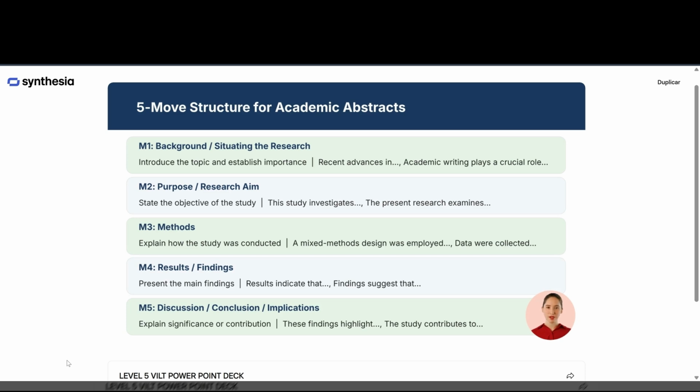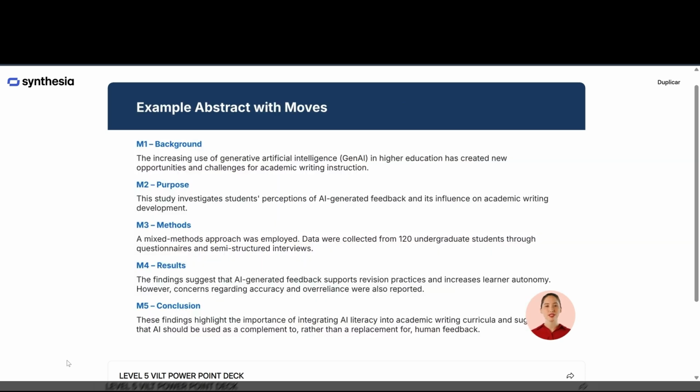Now, let's see this structure in action with a real example. I'm going to read the abstract while you follow the moves. Read the example abstract out loud, pausing after each move and pointing out the function. Notice how the writer moves smoothly from one move to the next. Also notice the use of hedging in M4, such as "were also reported," and the strong implication statement in M5.